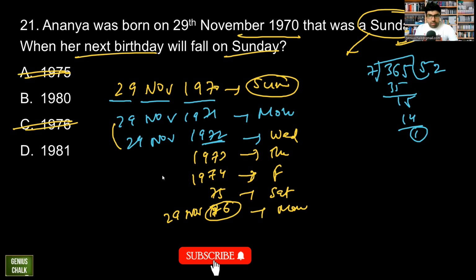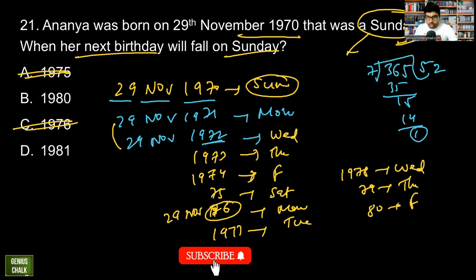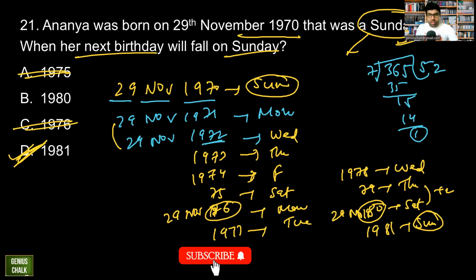Now let's go ahead. After this, 77. So 1977 must be Tuesday. Then 1978 must be Wednesday. Then 79 must be Thursday. 80 must be Friday. No, 80 must be what? It should be Sunday, right? Saturday, Friday, Saturday. So you see, in this 1980, February 29 has come, so it is +2. So it is Saturday. So 1980 is also not my answer. So what is the next? 1981, that is Sunday. So Sunday has to be my answer.